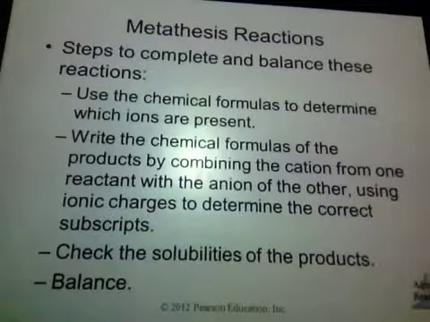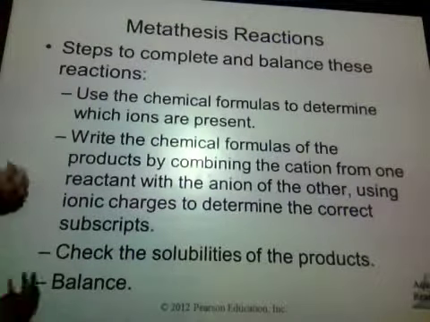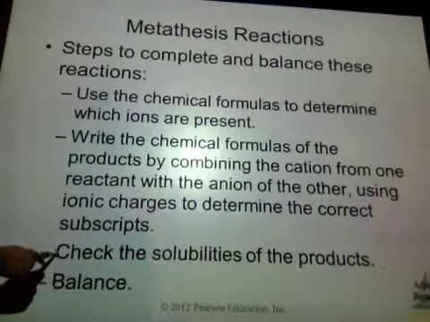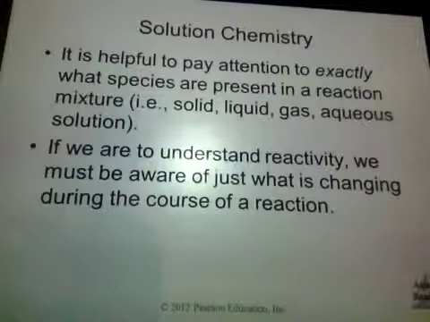Okay, so steps to complete and balance these types of reactions. You have done this before, but just in case we need a little refresher, we use the chemical formulas to determine which ions are present. We write the chemical formulas of the products by combining the cation from one reactant with the anion of the other. We use those ionic charges and crisscross to make sure that formula is correct. We make sure we have the solubilities of the products and then make sure that the reaction is balanced.